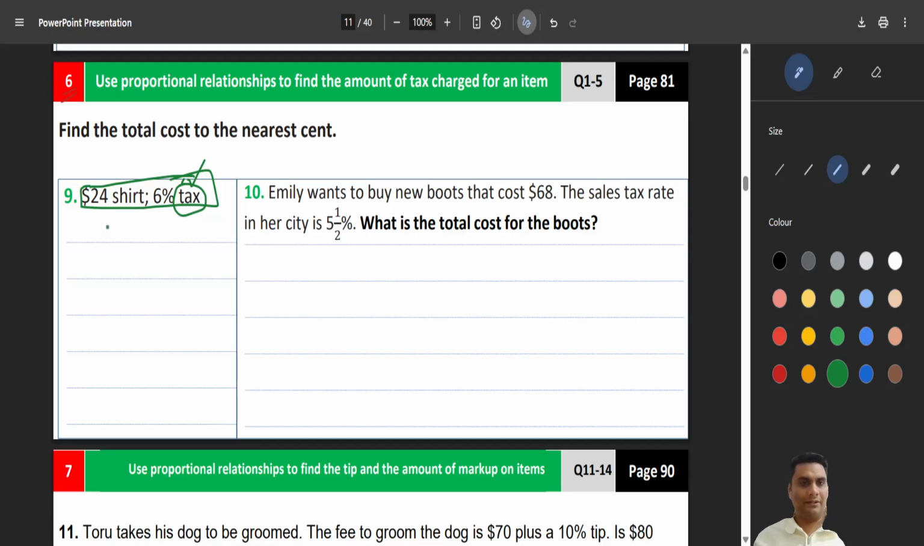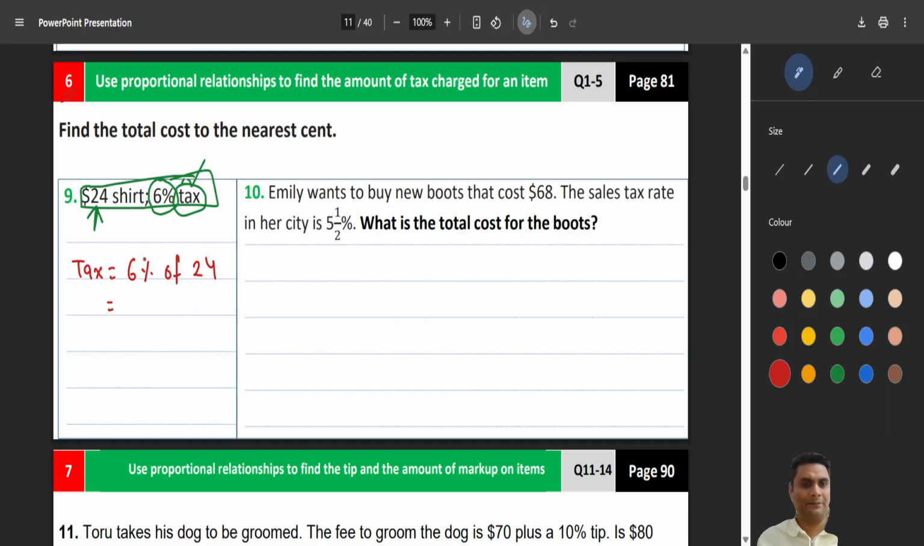So he said that a man bought a shirt of $24, and there was a tax of 6% on it. But think about one thing: whenever you pay money, do you pay in dirhams or percent? You pay in dirhams, right? So first of all, I have to convert this 6% into dirhams. See, my tax is equal to 6% of 24, because we are paying tax on the price of the t-shirt, correct? So we have to find the 6% of 24. That will be my tax.